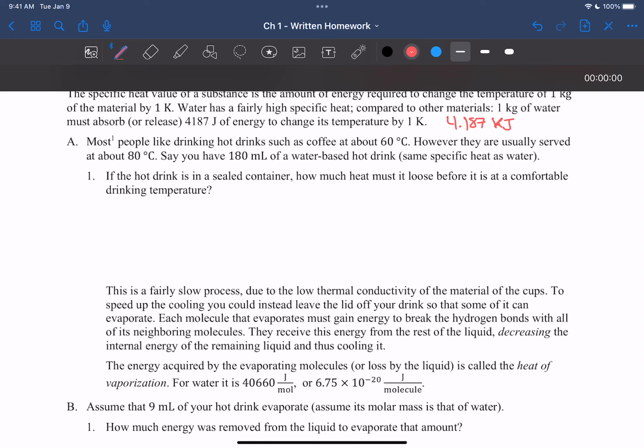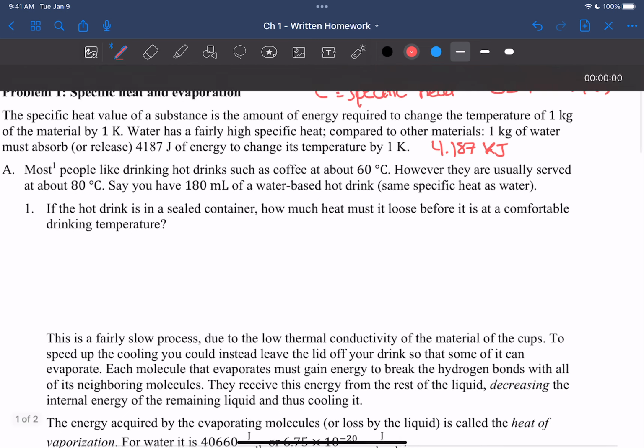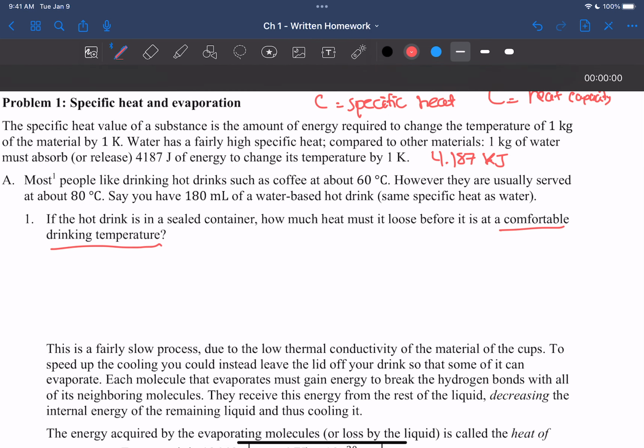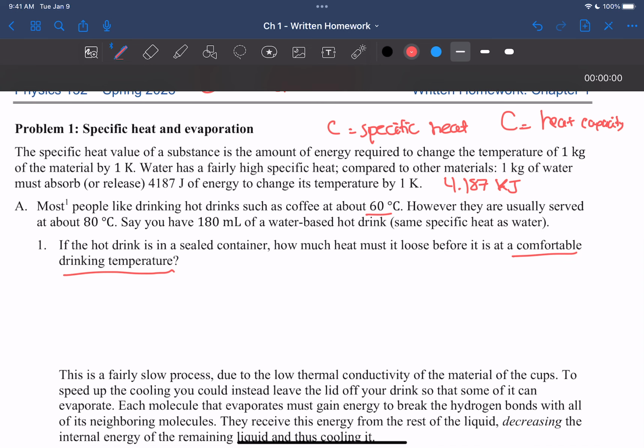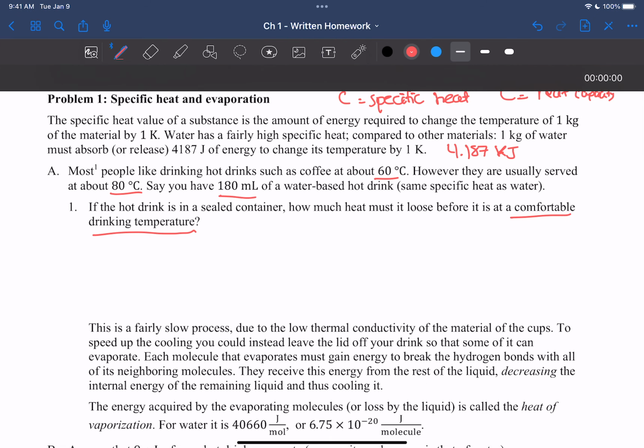Yep, excellent. So if you have those 180 milliliters of water, and we're asking how much heat it will lose before it's at a comfortable drinking temperature, we said that was 60 degrees Celsius, but it's usually served at about 80 degrees Celsius. So we have 180 milliliters of water and a change in temperature going from an initial temperature of 80 to a final temperature of 60. That's a drop of 20 degrees Celsius, so your change in temperature would be negative 20 degrees Celsius.